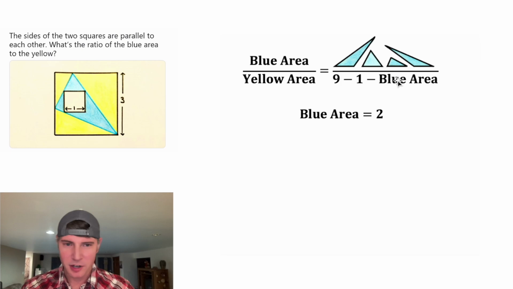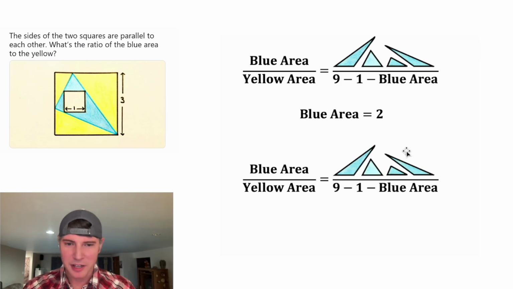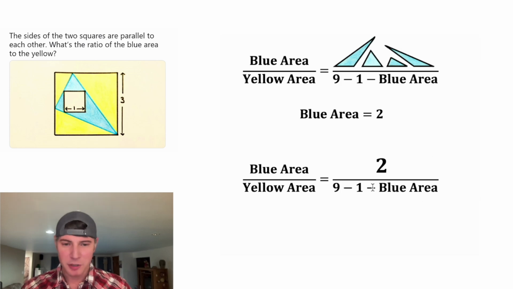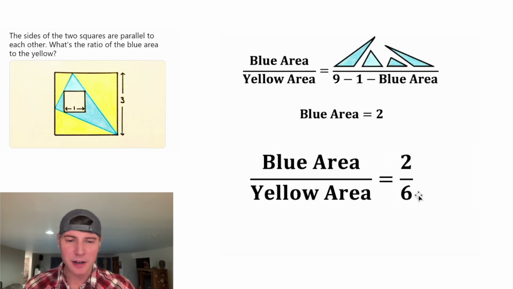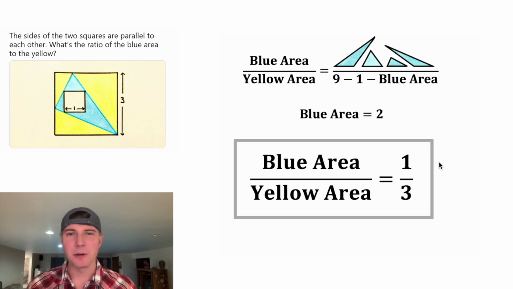We've got room, let's copy this down here. And in the place of all of these blue areas, let's plug in 2. And in the place of this blue area, let's plug in 2. And then 9 minus 1 is 8, and 8 minus 2 is 6. So we have the ratio of our blue area over the yellow area is equal to 2/6. That'll simplify to 1/3. And this is the answer to our question. Let's put a box around it.